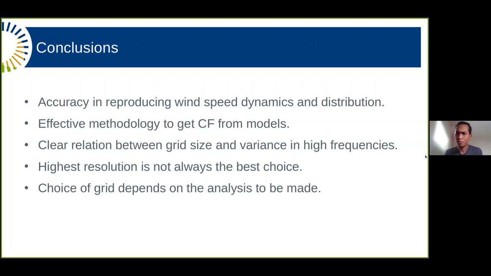So if we are going to perform an analysis of timescales longer than daily, or two days, larger than 1 day of temporal resolution, maybe we can avoid the computation time to perform these high resolution simulations, and maybe we can stay with a MERRA-2 analysis, which is publicly available and ready to download, and we avoid these mesoscale simulations. So I think these conclusions are the most important, and I thank you for your attention.